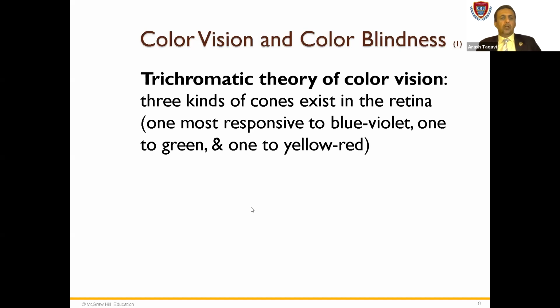So in vision, or the visual sense, we have three major colors: blue, green, and red. Three kinds of cones exist in the retina. Cones are the major sensory receptors in the eye. One is most responsive to blue-violet, one to green, and one to yellow-red. These are the major parts for receiving colors in your retina.